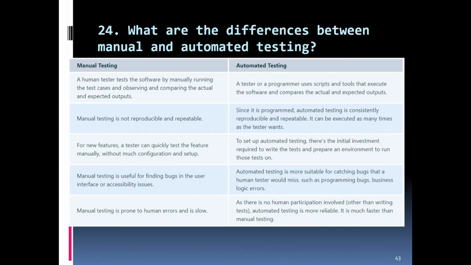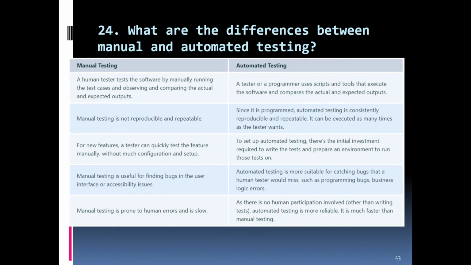For automation, you set up the automated testing. There is an initial investment required to write the test cases. First, you have to write down all the test cases, and then you have to prepare the environment to run those tests. So that's a lengthy process. And basically, automation testing is used for repetitive processes. So that's the main difference.